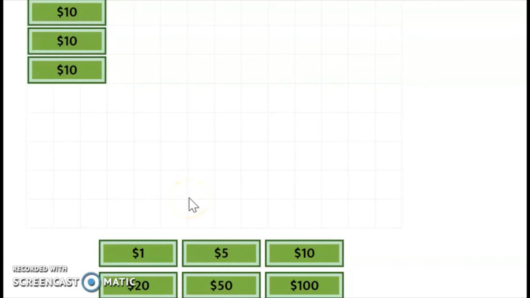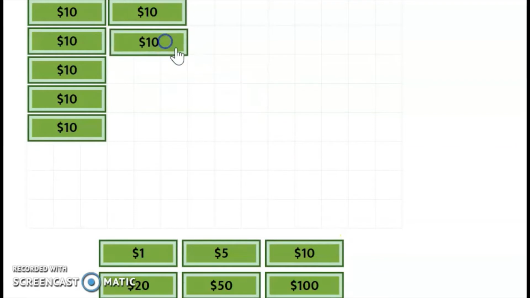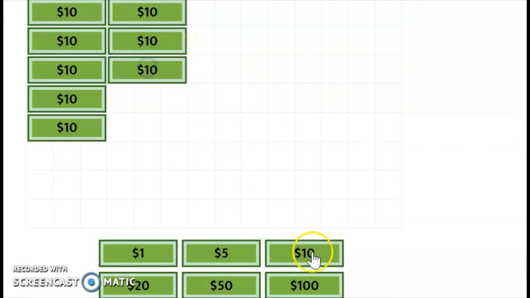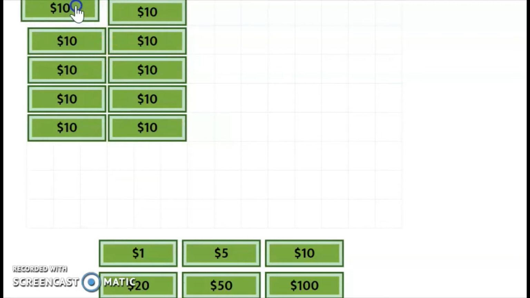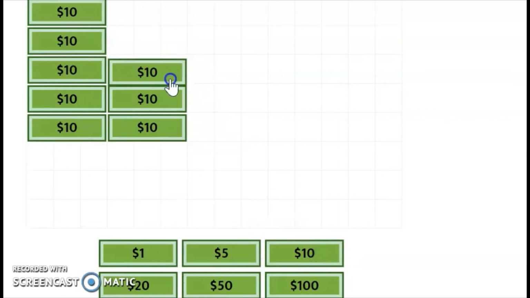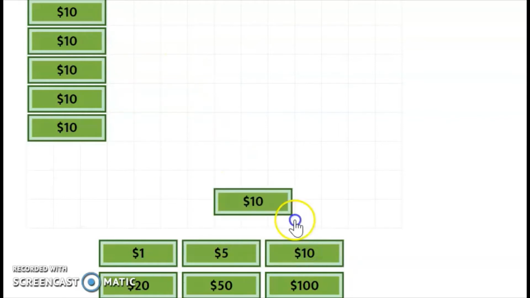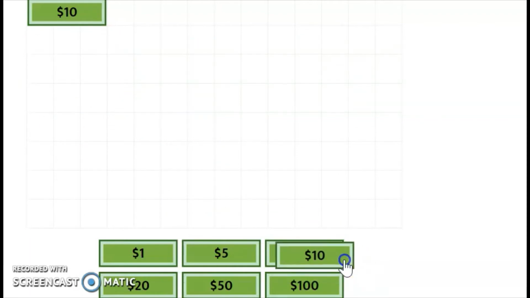My friends, if we were to keep going, how many more 10s do we need to get to 100? Great, we need 7 more. So we're at 30, 40, 50, 60, 70, 80, 90, 100. We have 10 tens that we can now switch out for one 100. Let's put these back and exchange that for one 100. It's easier to look at and a lot more efficient.